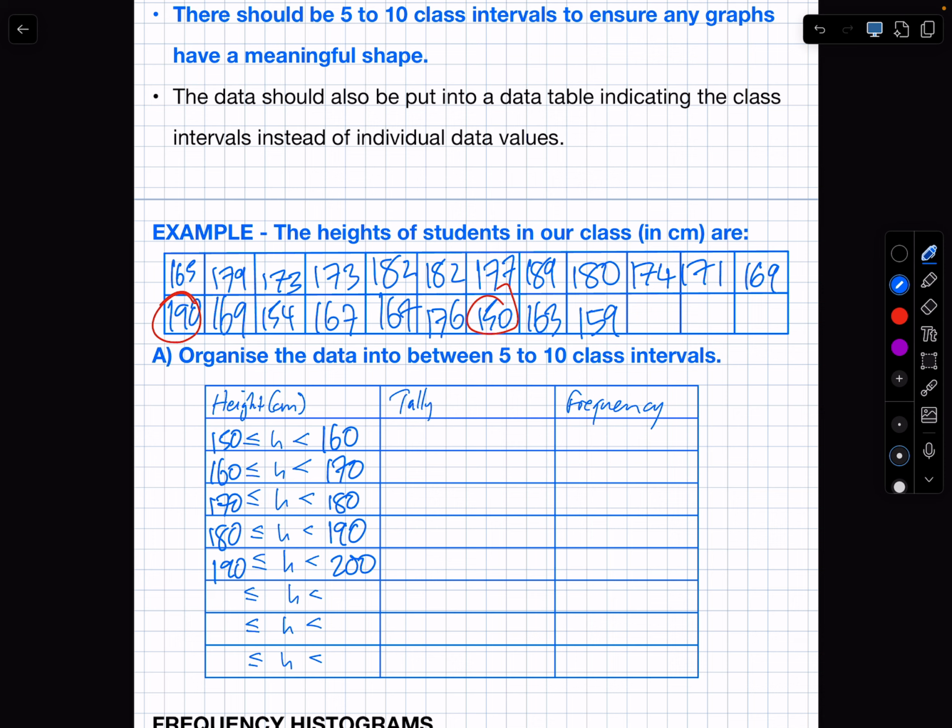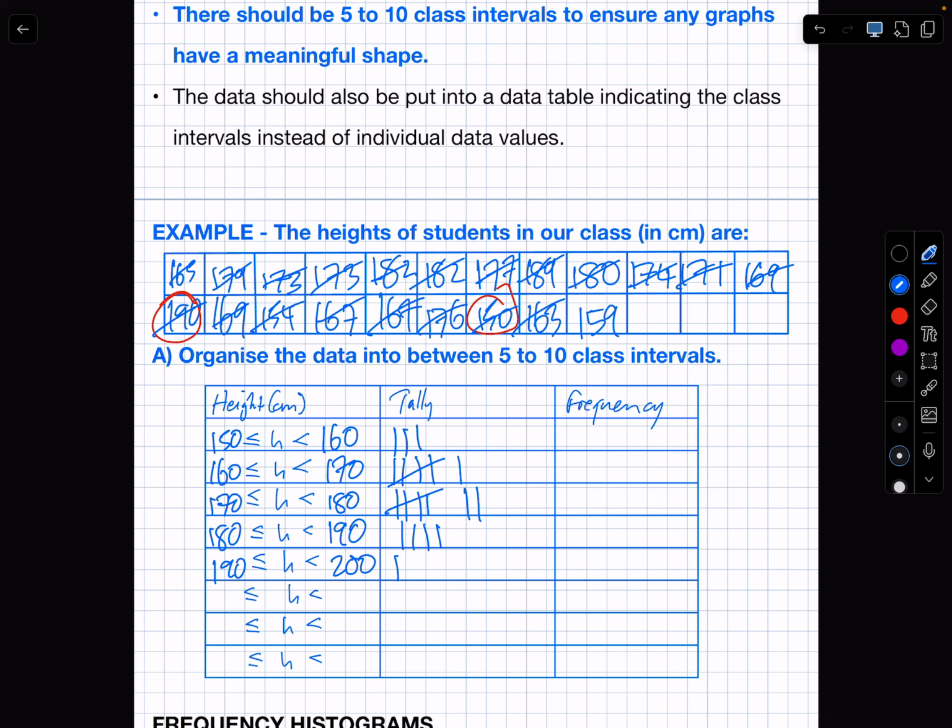How do we fill this out? You tally it up. 165, we had one in the 160, 170, 179, 173, 173, 182, 182, 177, 189, 180, 174, so up to 5, 171, 169, 190, only one in that band. 169, 154, 167, 167, 176, 150, 163, and 159. That is our class distribution.